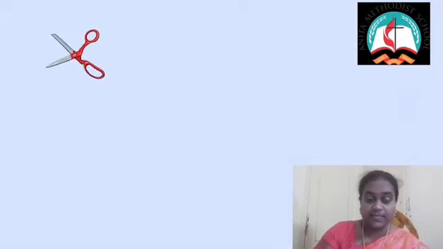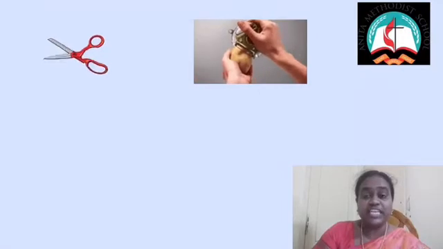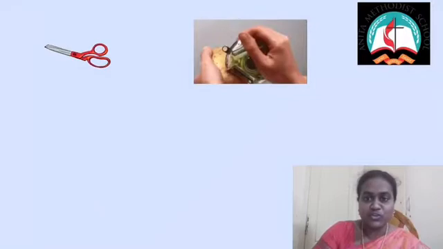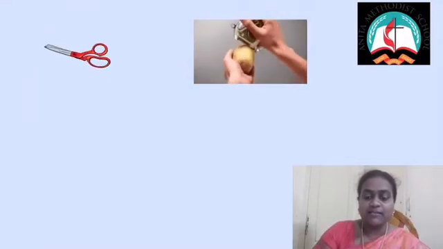Children, today I am going to show you some tools which are used in our house. First one, scissors. This scissor is used to cut something and it makes our work easier. Second one is potato peeler. This you should have seen in your mother's kitchen, correct? It helps your mom to do her work fast.